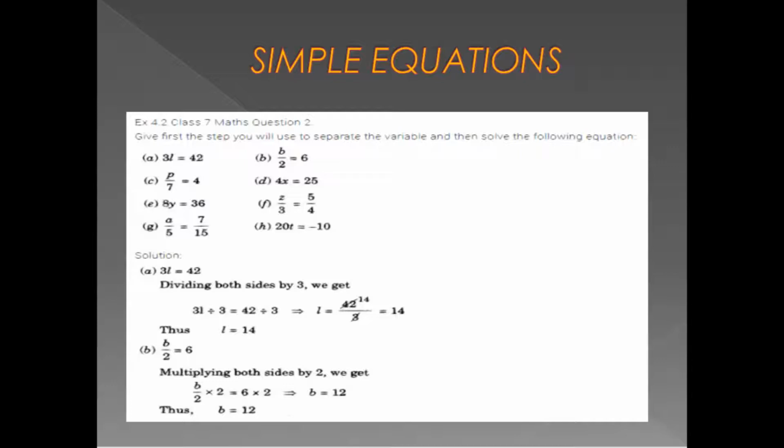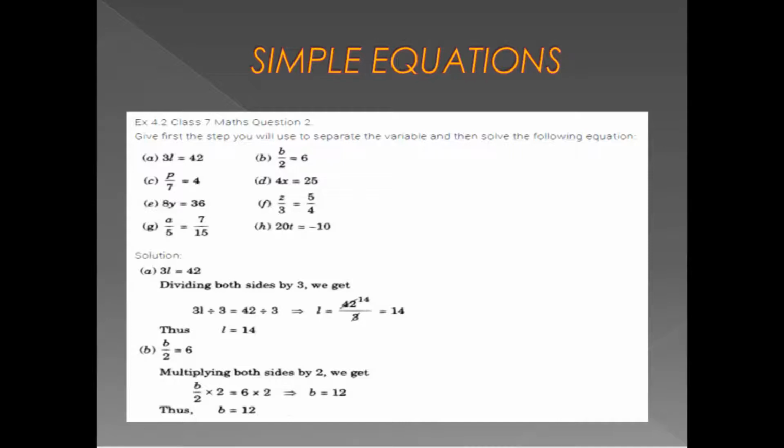Now moving to question number 2, that is: give the first step you will use to separate the variable and then solve the following equation. Here we have been given the equation 3L equal to 42. Here L and 3 are in the form of multiplication, so we'll use the opposite operation. For multiplication we do division with that number, dividing both the sides by 3. So 3L divided by 3 is equal to 42 divided by 3. So we get L equal to 42 by 3, which is 14. L is equal to 14.